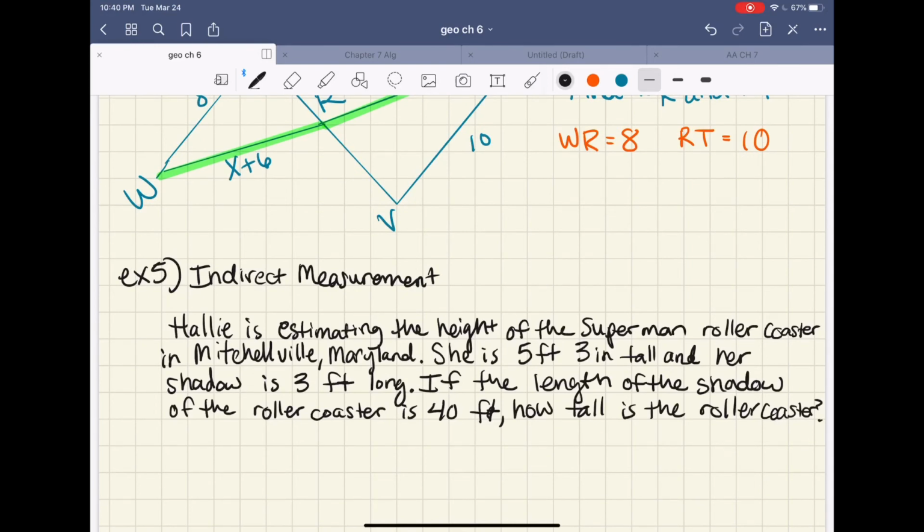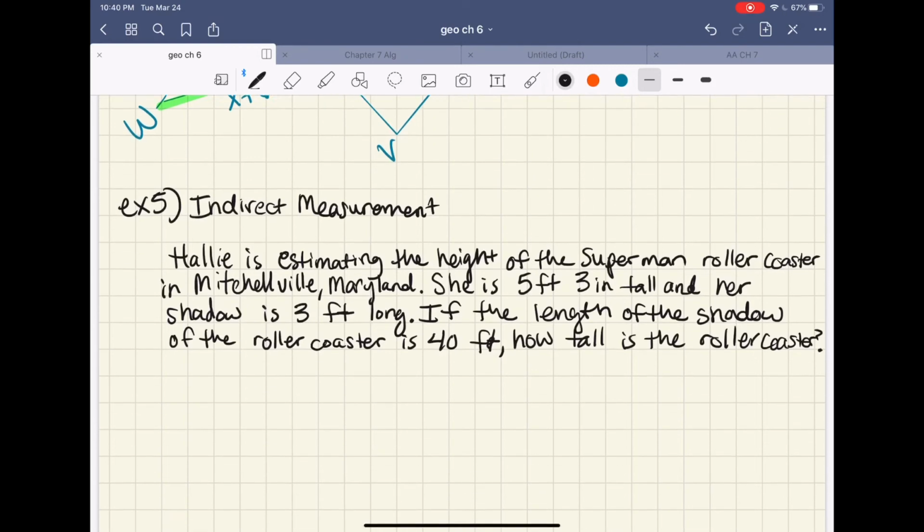Alright, so our friend Hallie here is super into math, we can see, because she carries a measuring tape in her pocket. She measured that her shadow is 3 feet long and the roller coaster's shadow is 40 feet long. And she says, I want to know how high that roller coaster is. And of course her phone is dead. All of those details that make this situation exist, we have all of them in this real world scenario.